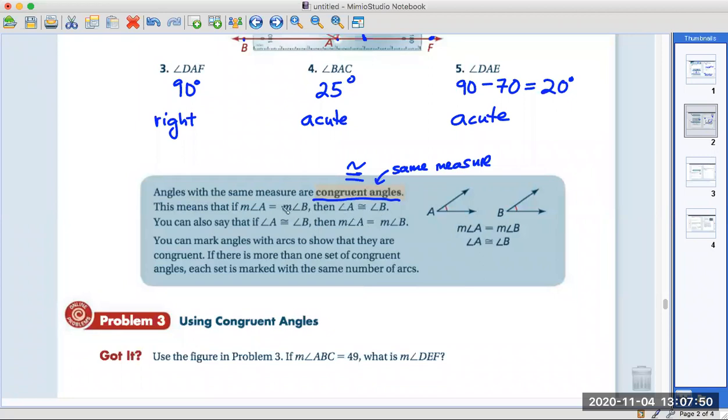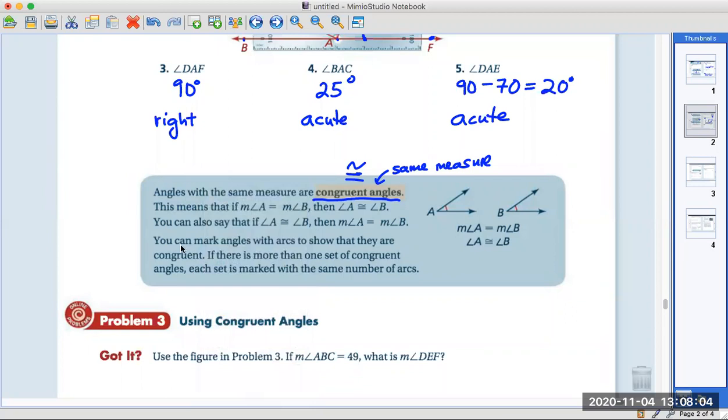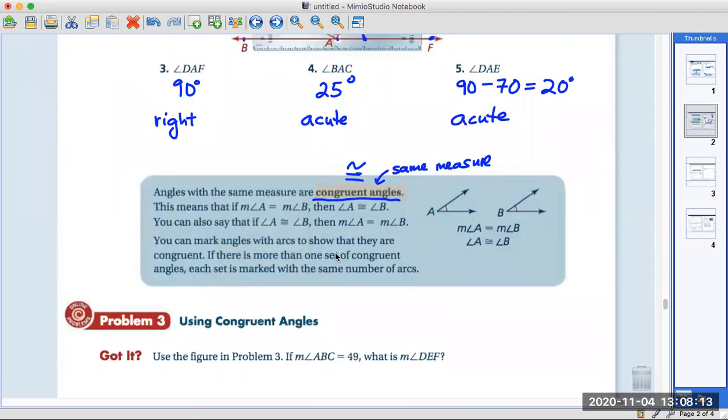You can also say that if angle A is congruent to angle B, then they must also be equal. So we can kind of interchange those two symbols. But still, congruence means an extra word, measure. Because in geometry, we measure a lot. Okay. So there is that symbol. You can mark angles with arcs, which is what I showed you here. You want to mark your angles with these round arcs to show they are congruent. If there's more than one set of congruent angles, each one is marked with a different number of arcs. So look at here. These angles are congruent because of these two arcs. These are the symbols to show they're congruent, okay?